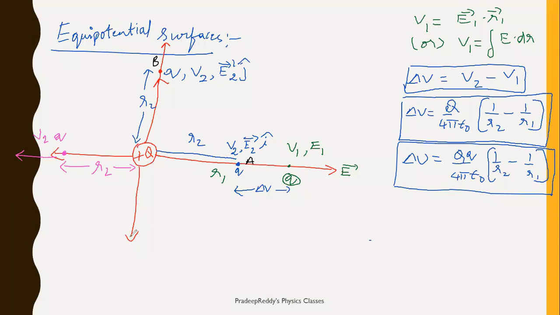Similarly, when you take the same point over here in the south direction, the charge is the same, the separation is R2. Here also you will get the same potential V2, right? Now what I do, I'll just join all these points.